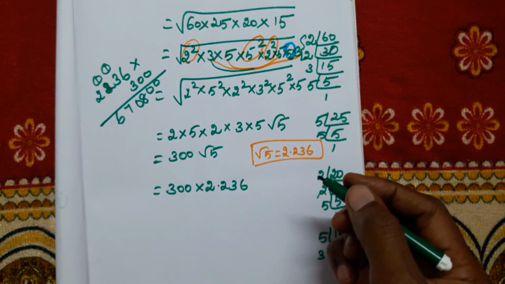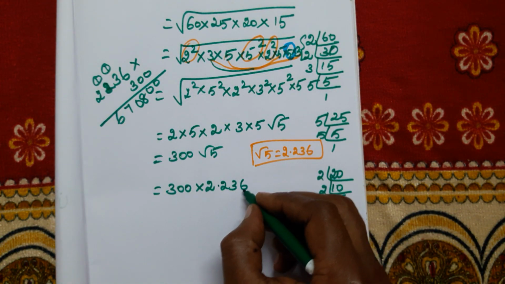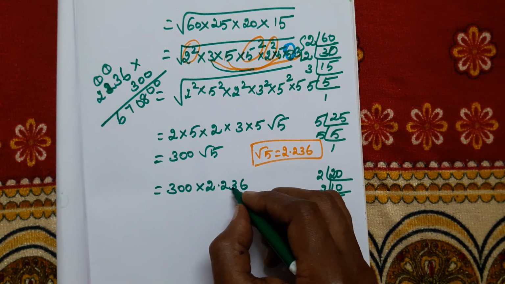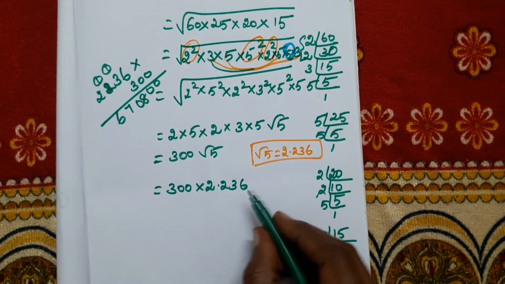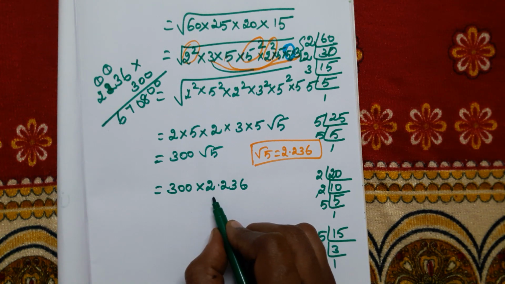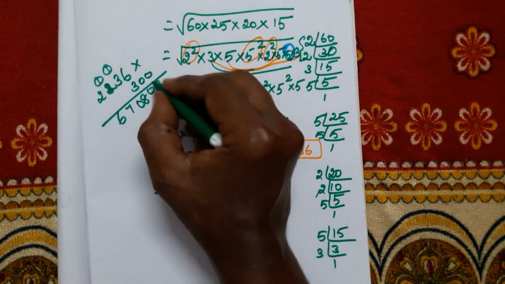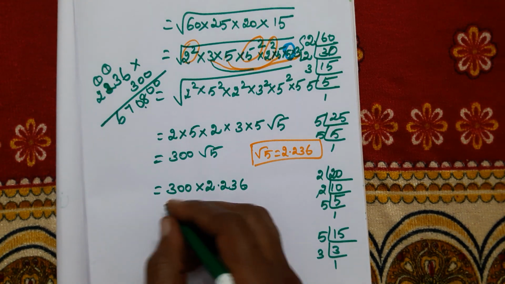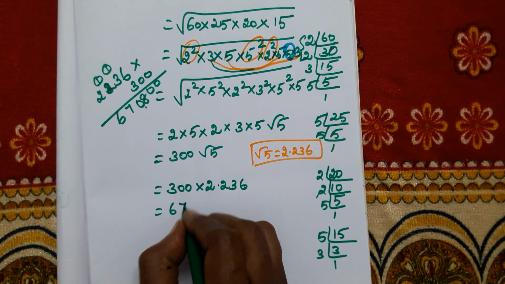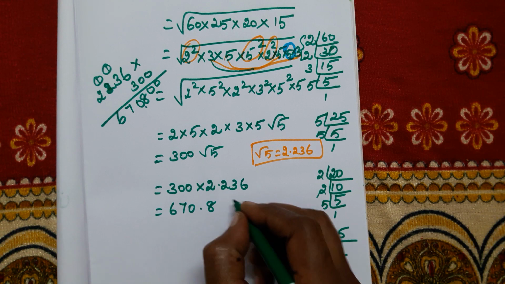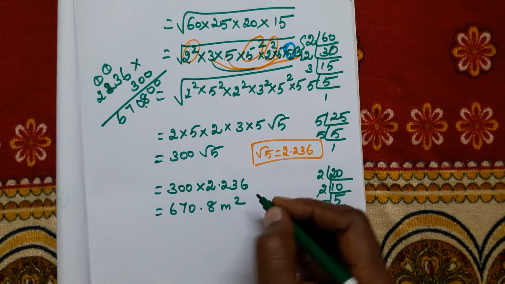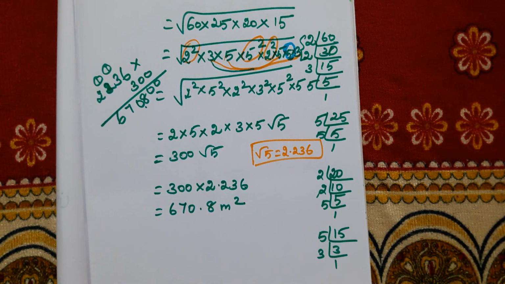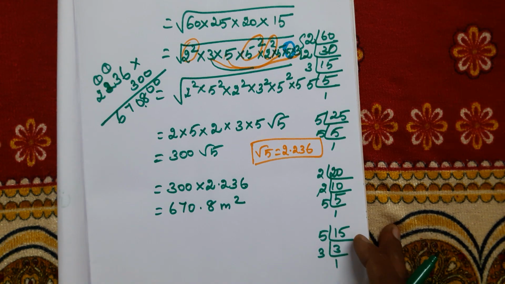How many digits before we have to write the decimal point? 1, 2, 3. 3 digits. From the right side we want to count the decimal point. 3 digits before writing the decimal point. What's the answer? 670.8 meter square. Okay, 670.8 meter square is the answer.